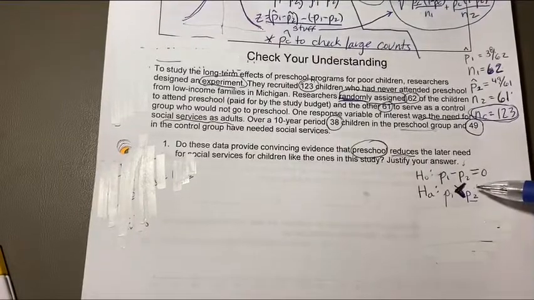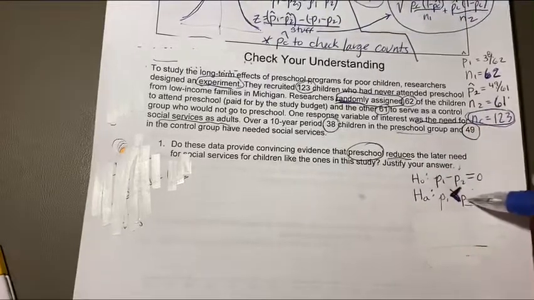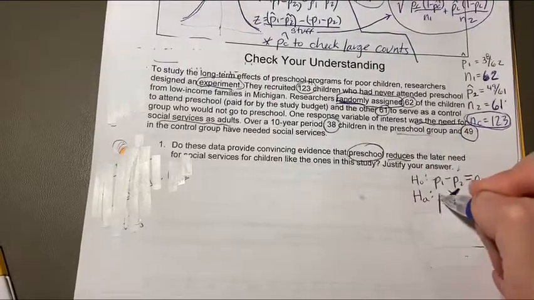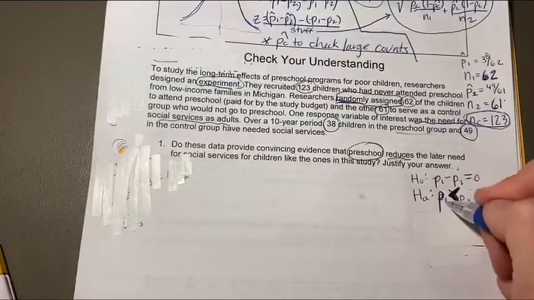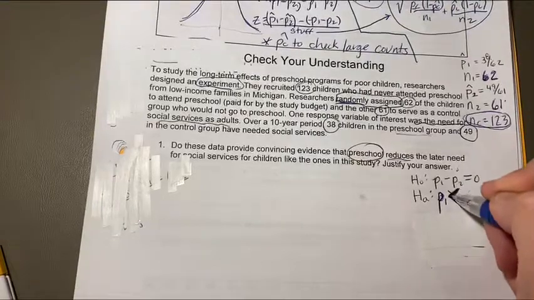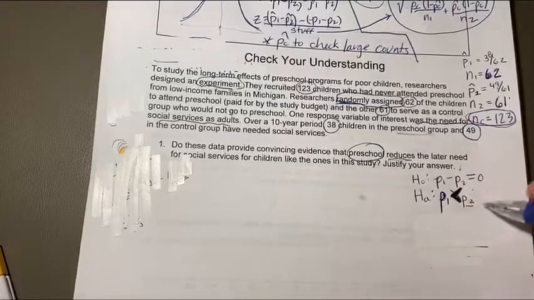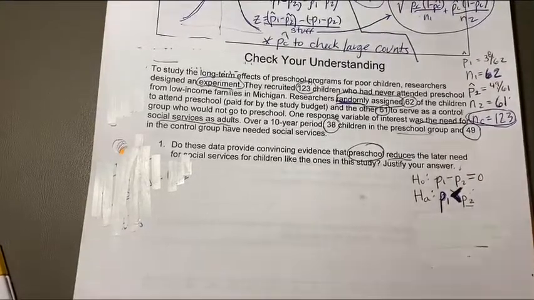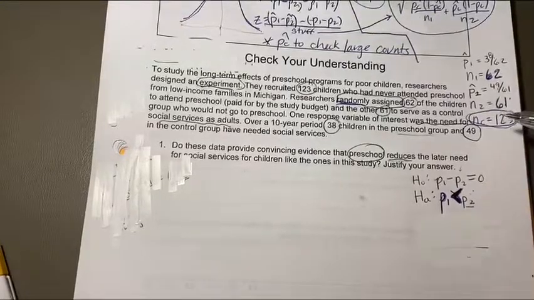So we notice here that I want to put reduces, maybe the other direction, but notice if preschool reduces it and the first group went to preschool, then we'd assume that they would need less social services than the second group. Okay, so this is the H sub O and the H sub A that we established. So how does the calculator come up with an answer to decide if this is a big enough difference, or is this just purely by chance?